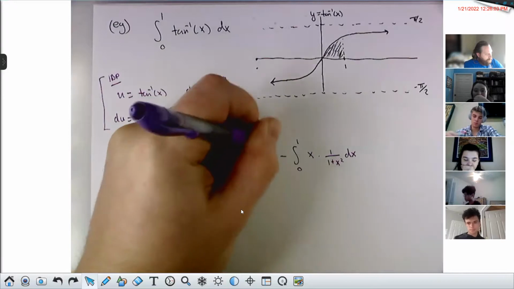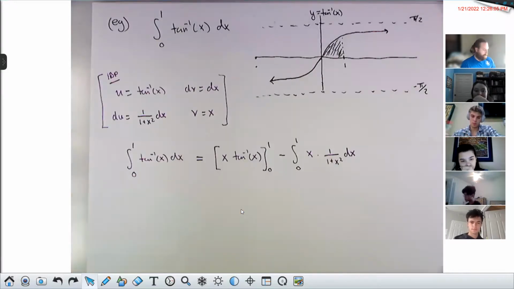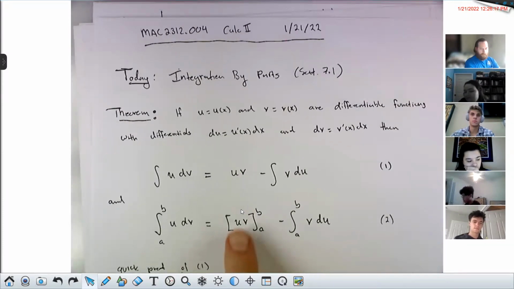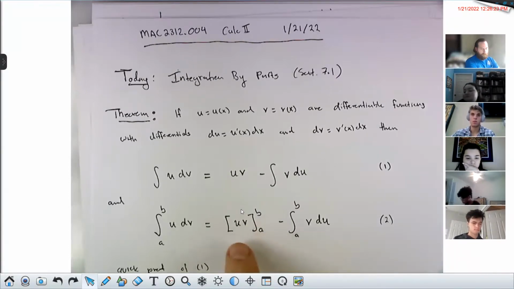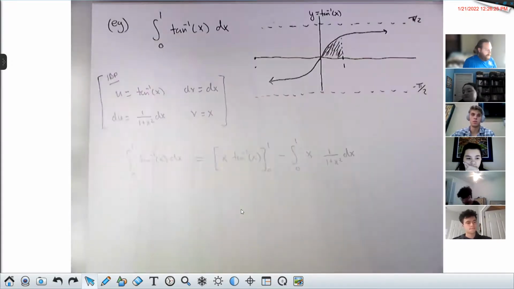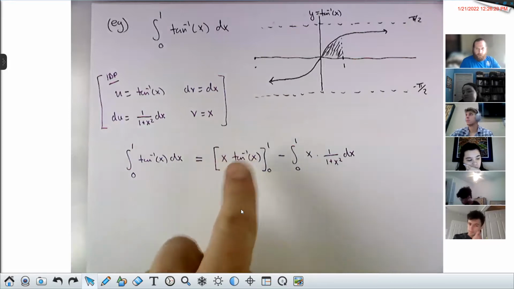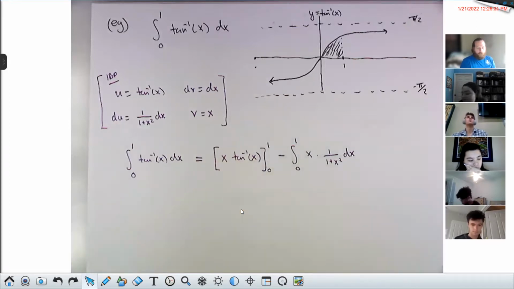We need to evaluate the UV piece. This is the thing that people always forget. The definite integral version of the integration by parts formula requires evaluation brackets around this part. You have to evaluate everything from a to b, including this first piece. And if you write this line down without the evaluation here, even if you evaluate at the end, this line would be wrong.